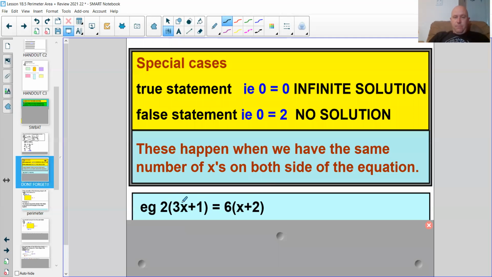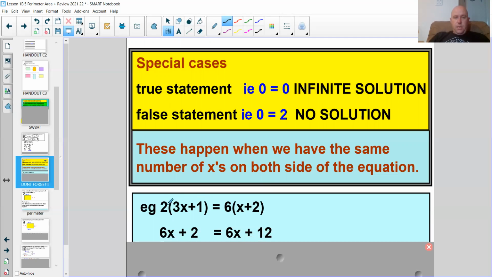Just to give you a quick example of how that might look, 2 times 3x is 6x. 2 times 1 is 2. 6 times x is 6x. 6 times 2 is 12. So they'll often put questions in with parentheses to try and disguise the fact that they have the same number of x's on both sides. So right here, it doesn't necessarily look the same, but you can see that they are.